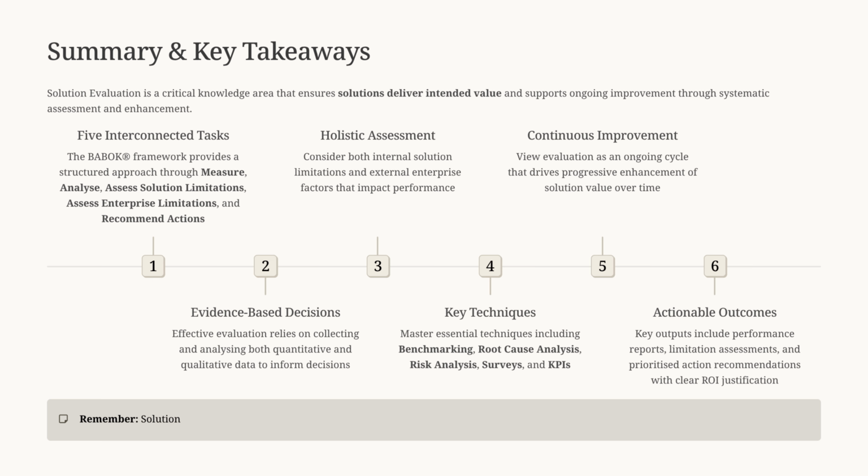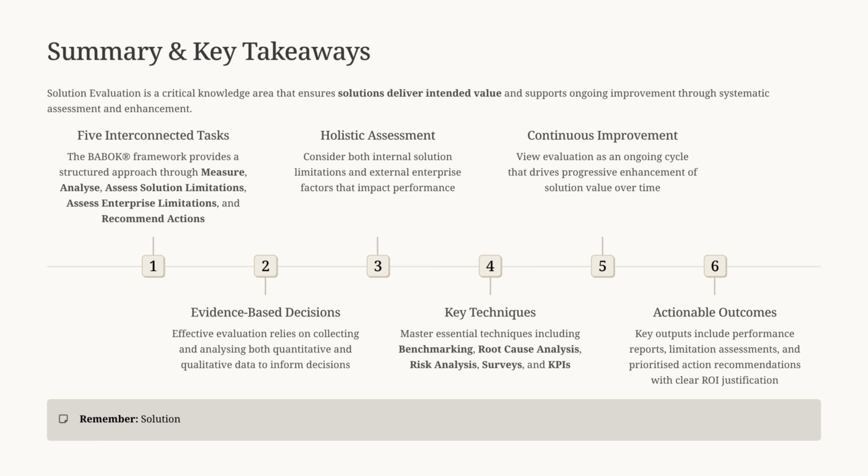We take a holistic approach, considering both system and organizational factors. We foster continuous improvement, not a one-time review, but an ongoing learning process. And we apply key techniques: benchmarking, root cause, risk analysis, surveys, and KPIs to make our evaluations credible and actionable.